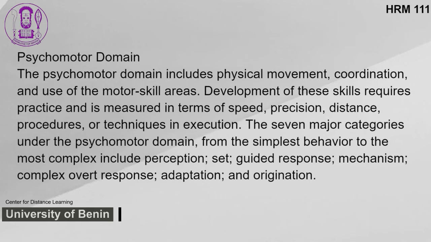Psychomotor domain. The psychomotor domain includes physical movement, coordination, and use of the motor skill areas. Development of these skills requires practice and is measured in terms of speed, precision, distance, procedures, or techniques in execution. The 7 major categories under the psychomotor domain, from the simplest behavior to the most complex, include perception, set, guided response, mechanism, complex overt response, adaptation, and origination.